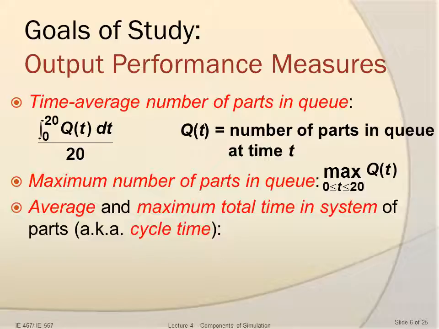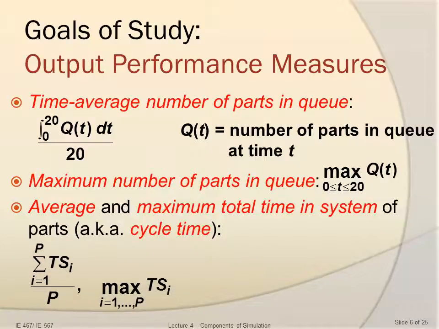We also want to know average and maximum total time in the system of parts. This is also known as cycle time. So the total time in the system is known as cycle time. And this is how the cycle time can be computed. Depending on whether we're looking at the average or maximum, we're going to have two different formulas. The first one, where we sum up the times in the system for the ith part and then divide by the number of parts, is the average. And the next one is the maximum cycle time.